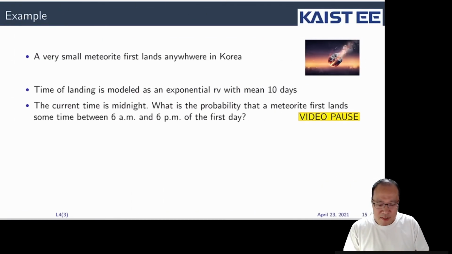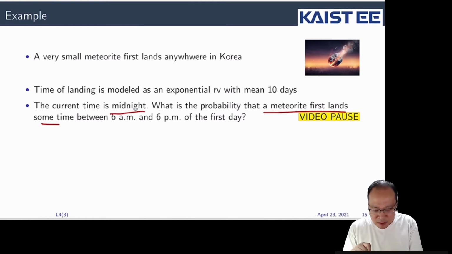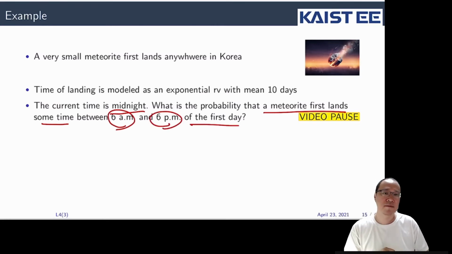Suppose that the current time is midnight, and I'm just wondering about the probability that the meteorite first lands sometime between 6 a.m. and 6 p.m. of the first day. Okay. How can we compute this probability using the fact that the time of the landing is modeled as an exponential random variable with the mean of 10 days? Seems not very difficult, but just pause the video and try to answer this question.